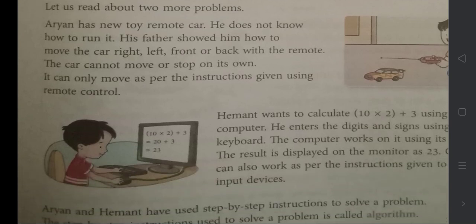See here, Aryan has a new toy remote car. He does not know how to run it. His father showed him how to move the car right, left, front, or back with the remote. The car cannot move or stop on its own. It can only move as per the instruction given using the remote control. As per the instruction Aryan is giving, only that way can it run.